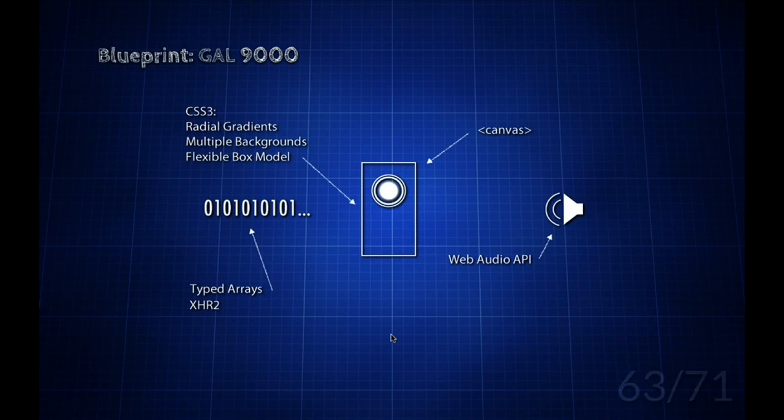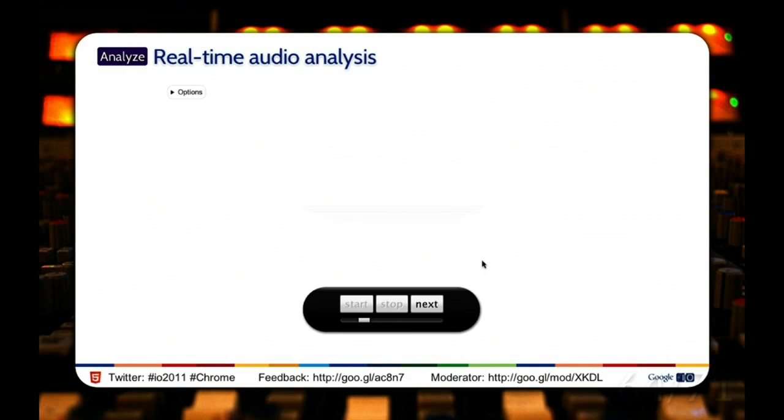So that's Gal. Again, Web Audio API, Canvas. What else? Typed arrays. Again, this stuff is showing up all over the place now in these complicated APIs. So let's see some more visualizations we can do using the analysis portion of this API. Go ahead and press start.